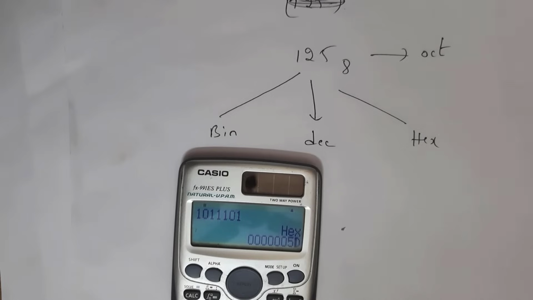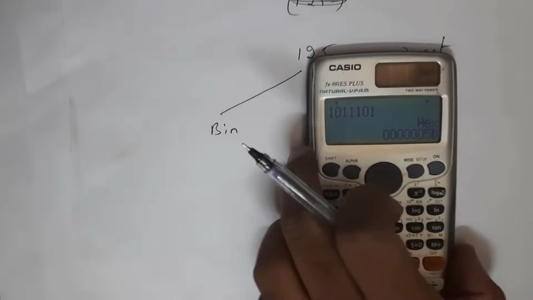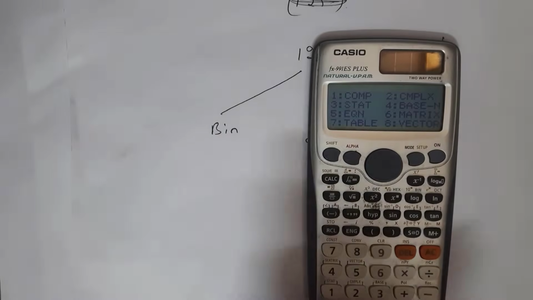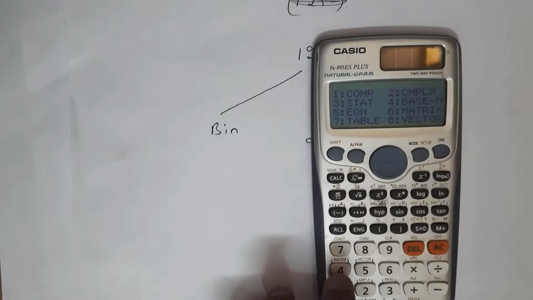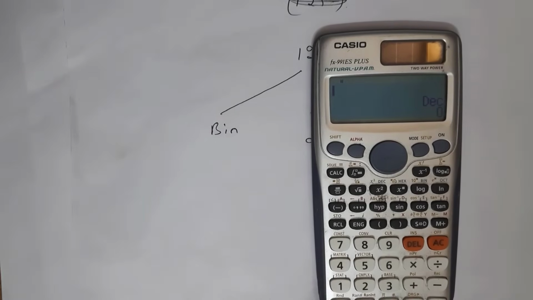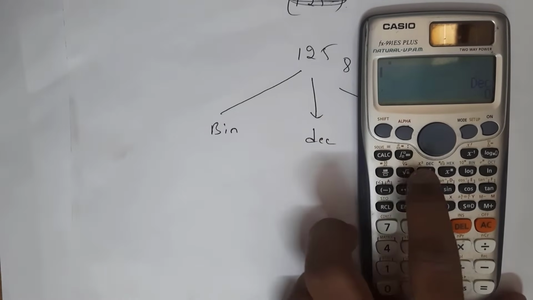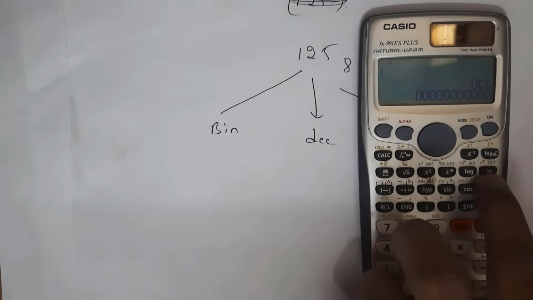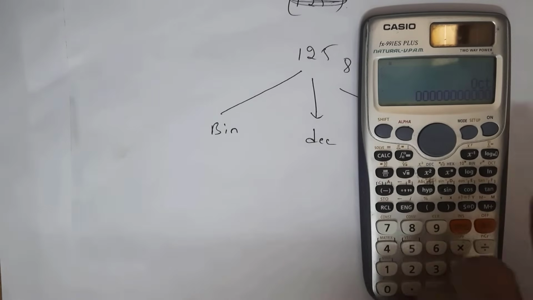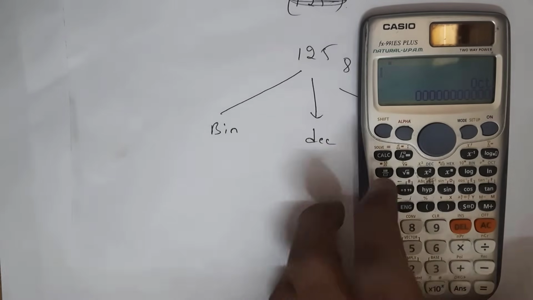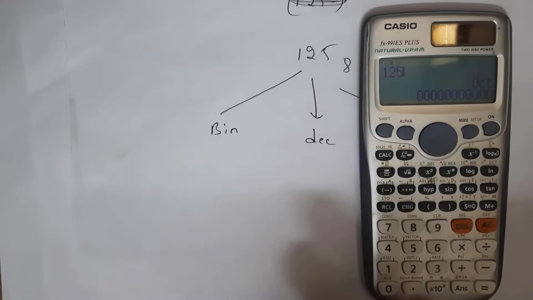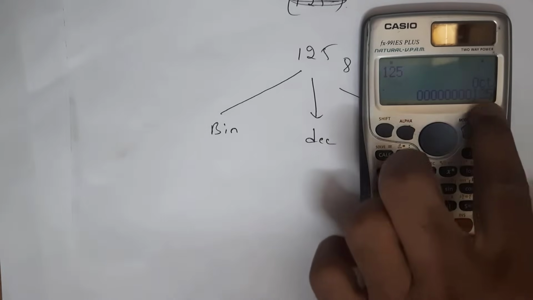For example, I want to convert octal number 125 into binary, decimal and hexadecimal. So here at first you need to click on mode and here select option 4 that is base n. Here by default you will see decimal, but I want to convert octal number. So here select octal. Click on it and enter number that is 125 and press is equal to. So now you can see here octal number 125.